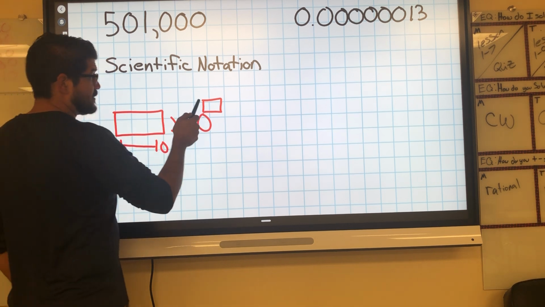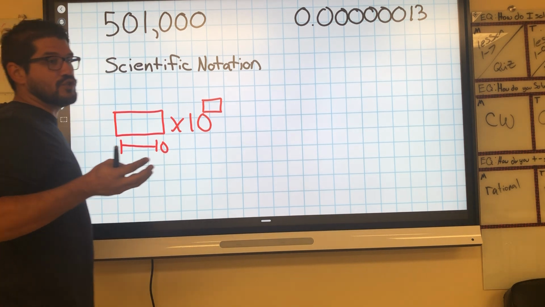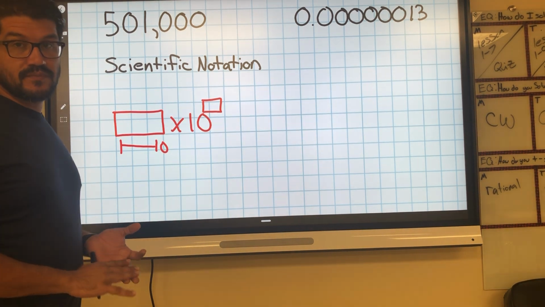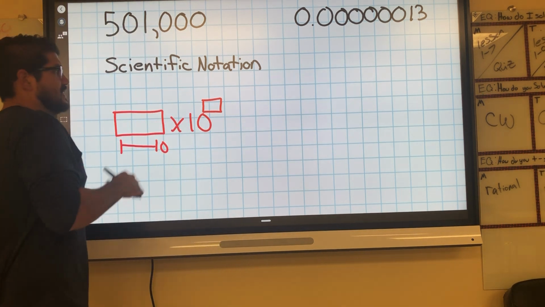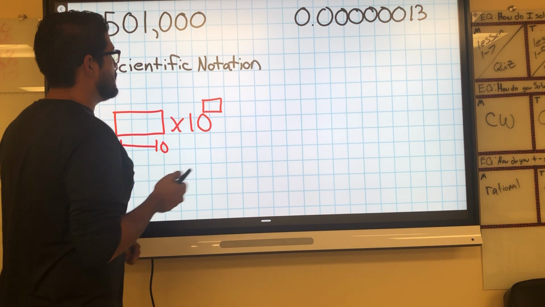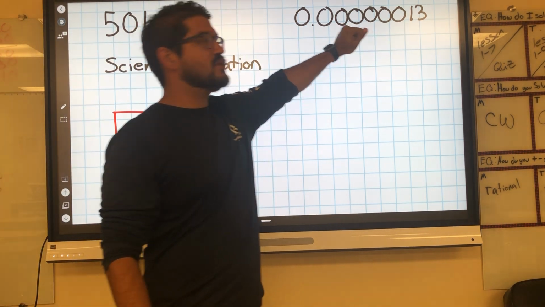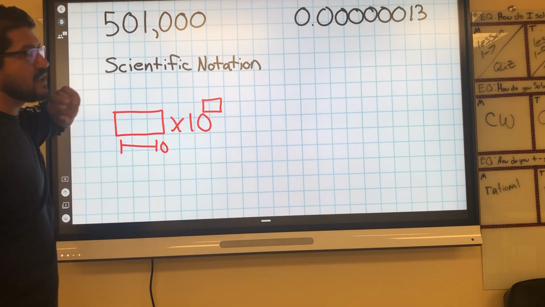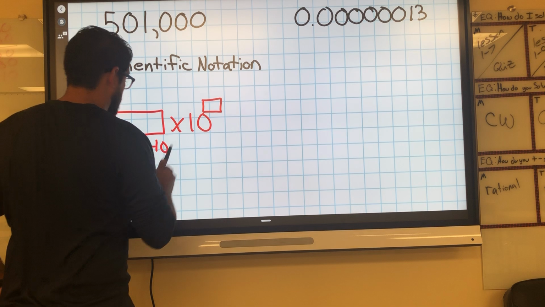And the exponent here can be positive or negative depending on if you were making a very large number or a number less than 1. If it's negative, it has to be for a number less than 1. You know what I mean. So if you're making a decimal like this, you'll be using a negative exponent. If you're making a large number like this, you're going to be using a positive exponent.